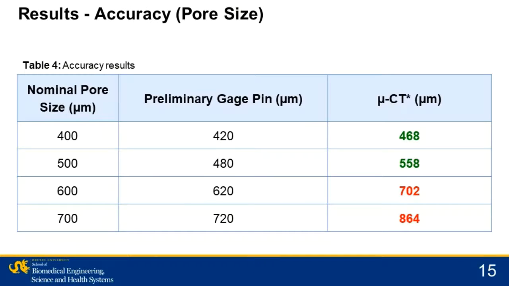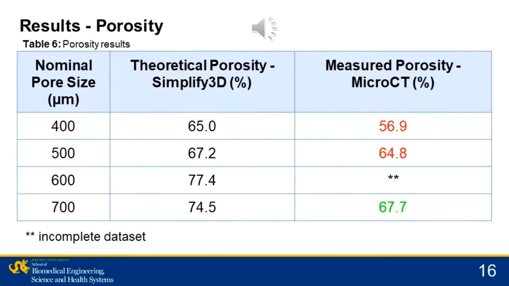The results of the accuracy test show us that our 400 and 500 nominal micron cubes are within acceptable ranges, while our 600 and 700 nominal micron cubes are bigger than we expected. This table displays a trend where the porosity increases as the nominal pore size increases. However, the 600 micron sample doesn't follow this pattern since it was made prior to the standardization of the creation of the models for the cubes.